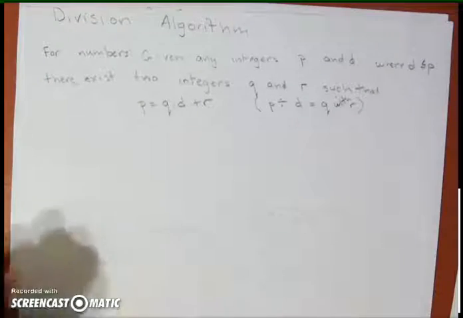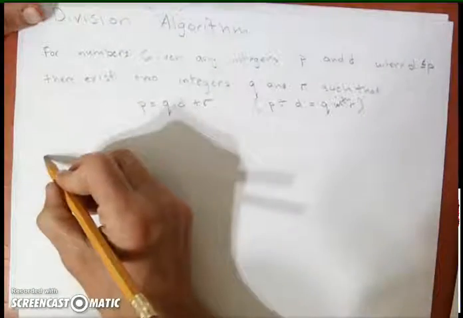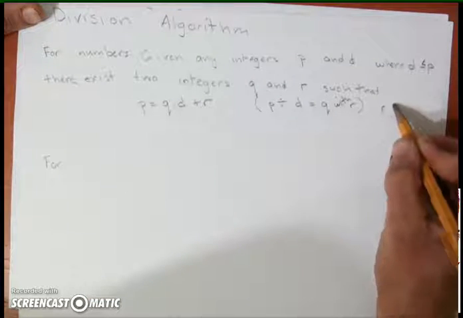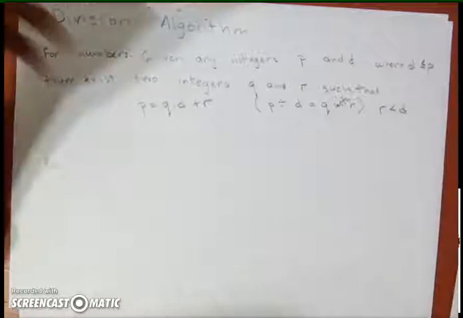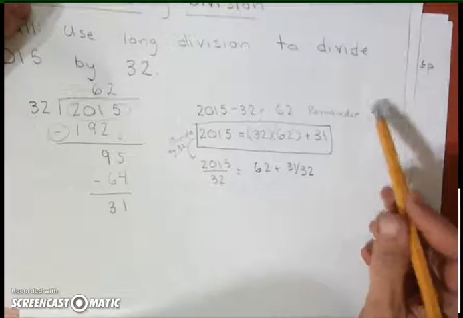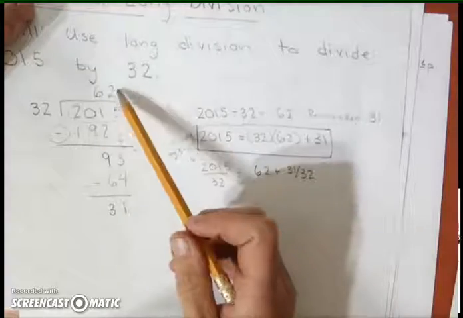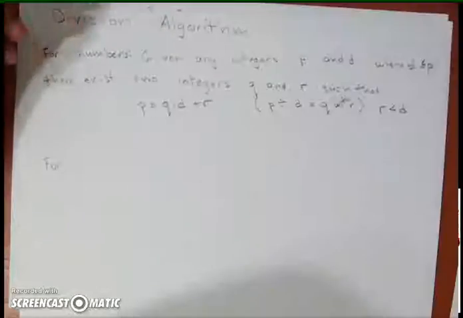Okay, so we have a similar thing for polynomials. Oh, and the other important thing is that r is less than d. That was like what we said before. If the remainder was bigger than 31 or bigger than 32, we could have fit another 32 into that.